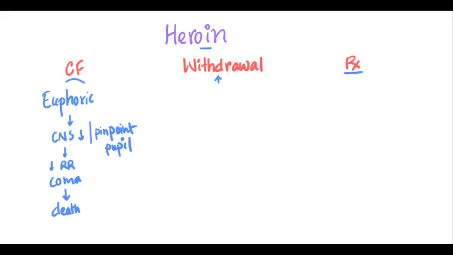Now, what are the withdrawal features of heroin? What happens when a patient withdraws from heroin? When patients can't take heroin for a few days, they develop severe manifestations. There are a few grades of heroin withdrawal. Grade 0, or the initial grade, is when the patient develops craving. They want to have more heroin and they become anxious.